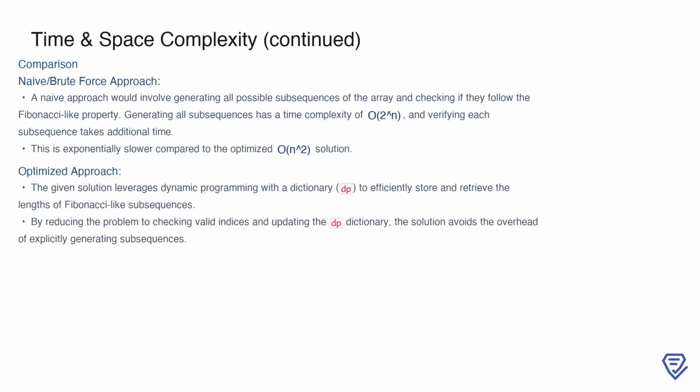In contrast, the optimized approach uses dynamic programming and a dictionary to efficiently store and retrieve the lengths of Fibonacci-like subsequences. By focusing only on valid indices and updating the dp dictionary efficiently, it avoids the overhead of explicitly generating and checking all subsequences. This improvement reduces the time complexity to O(n squared).